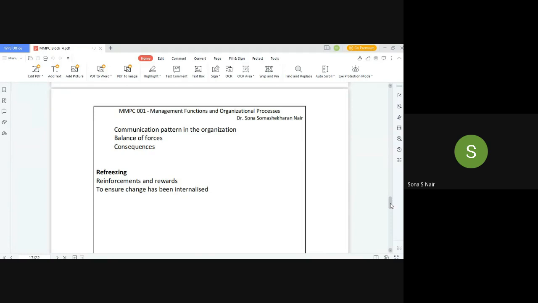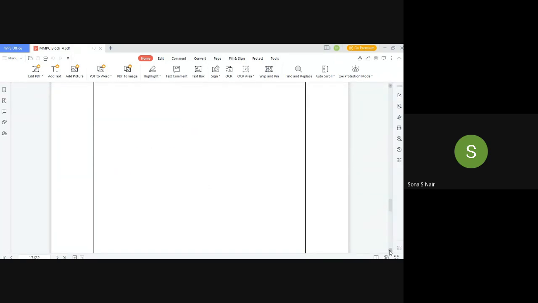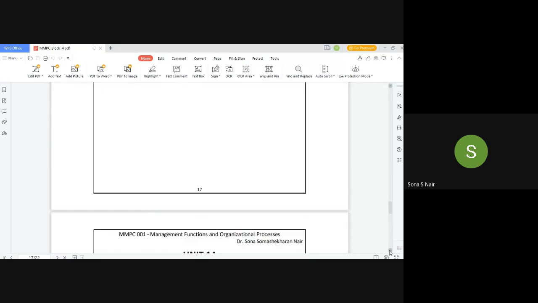One is unfreezing, where you are getting the people ready for the change. Second is changing, when you're actually implementing the stage. And third is refreezing, where you're ensuring over a period of time by giving them rewards and reinforcements and further directions and guidance, you're ensuring that the change is there to stay, right? That is the end of organizational change.